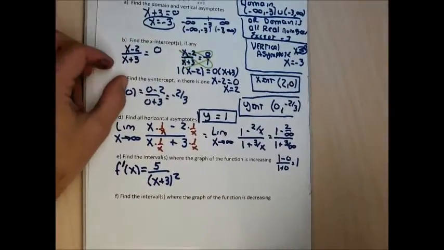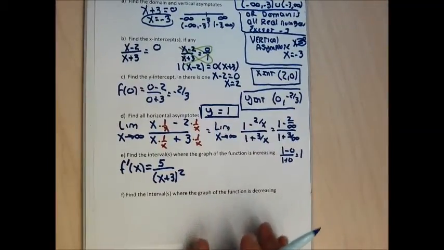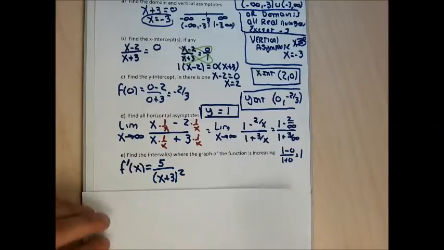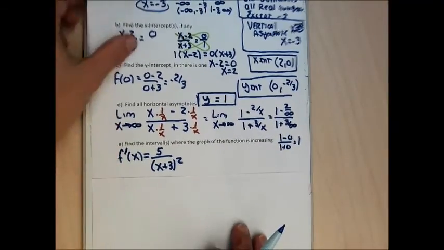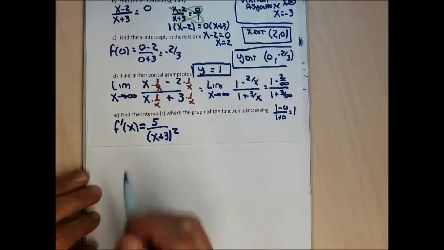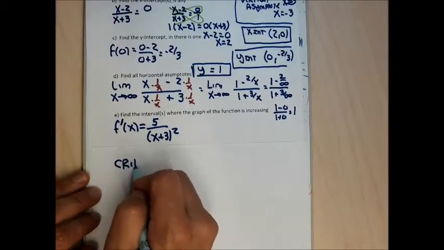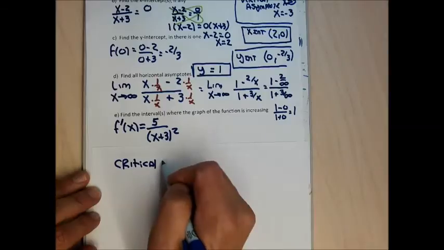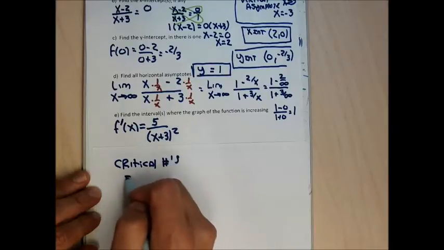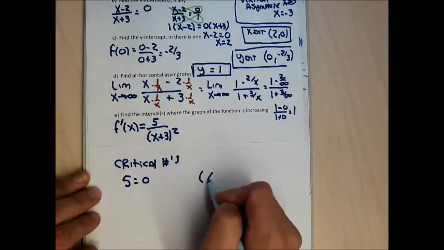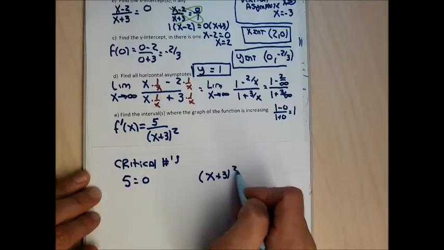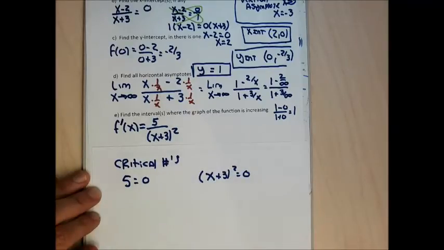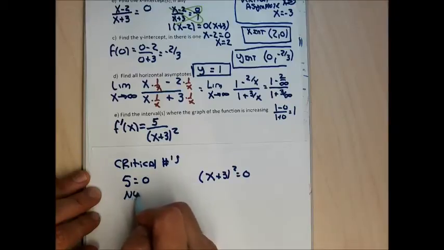For parts E, F, and G, which are the increasing, decreasing, maximum, and minimum parts of this, I'm going to use this derivative, which is 5 over (x plus 3) cubed, and find the critical numbers. The critical numbers for a fraction you get by setting the numerator equal to 0 and the denominator equal to 0. Setting the numerator equal to 0, because there's not an x, you don't get a solution. There's no critical number there.